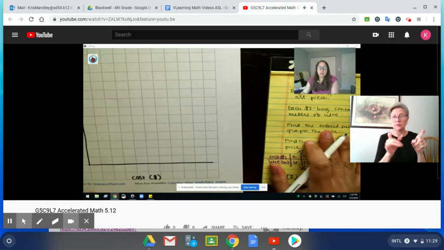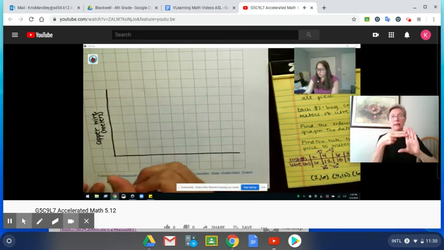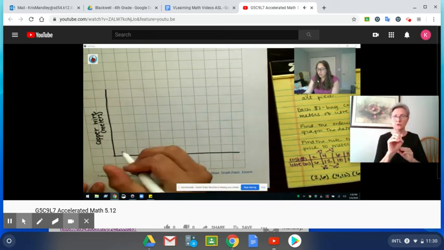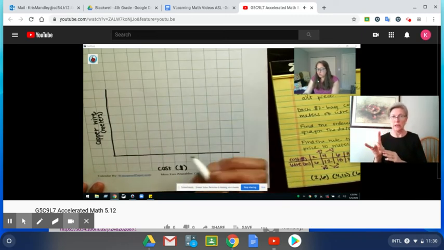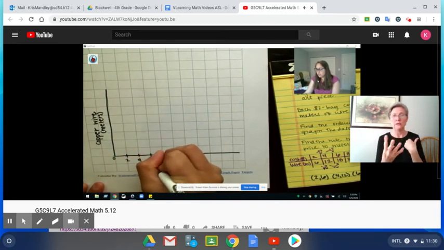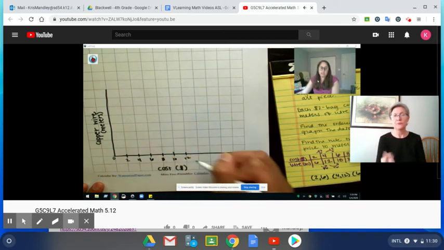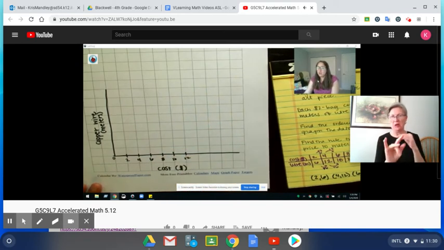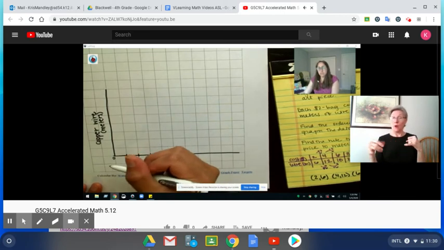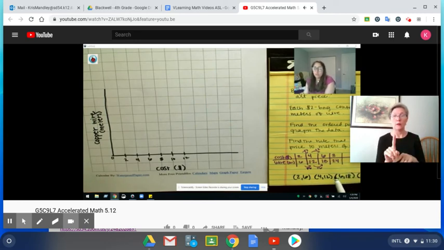Now I need to go back to my axes and label my scales, right? So I know I'm going to start at 0, and then I'm counting by 2s for my cost, right? So I have 0, and then 2, 4, 6, 8, 10, 12, and I can stop because I know I'm only going up to 8, right? My copper wire, I'm counting by 6s, right? So I could move by 6, I could move by 1, I could move by any factor of 6.